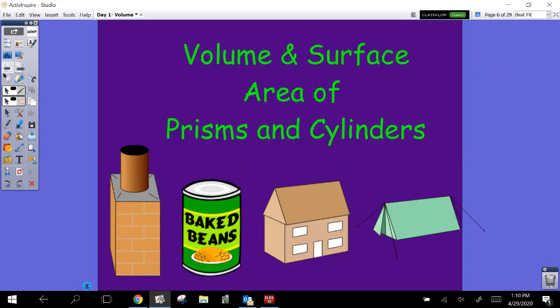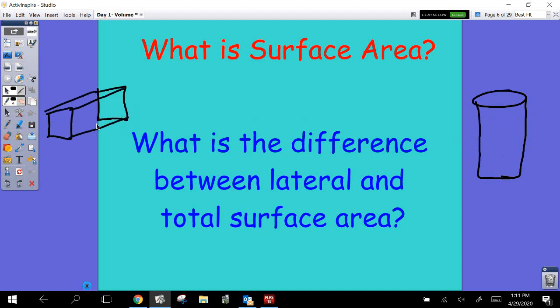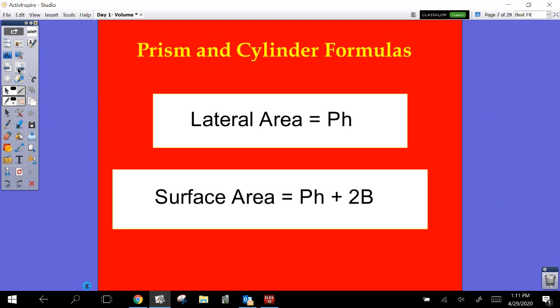So we're going to be talking about volume and surface area in this. There are two different types of surface area for prisms: lateral surface area and total surface area. If I have a cylinder, we'll pretend that looks like a cylinder. For a prism, your lateral is around. Your total surface area is around and the bases. So that's going to be the difference. We're going to do some formulas in just a second. It'll make a lot more sense.